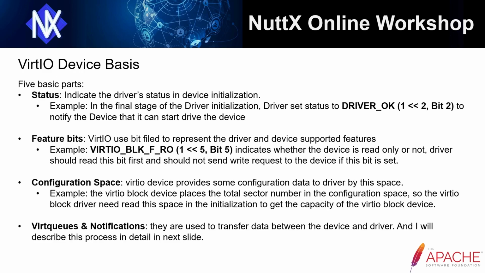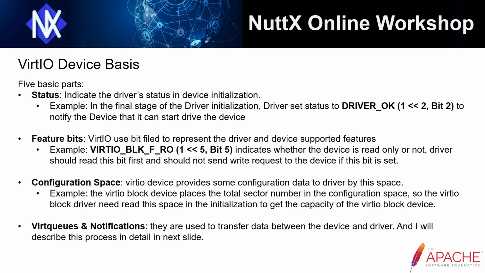The second part is the feature bits. VirtIO uses bit fields to represent the features the driver and the device support. An example is the VirtIO block device uses bit 5 to indicate whether the device is read-only or not. So the driver should read this bit first and should not send the write request to the device if this bit is set.